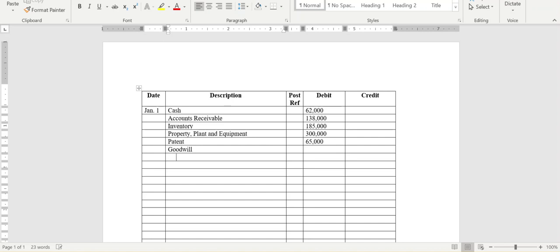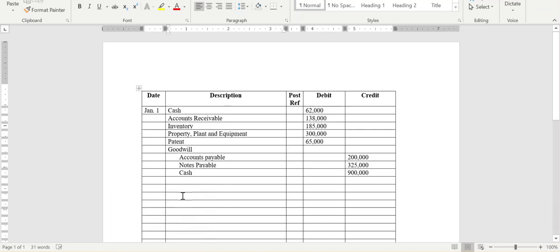We also are taking on some of the liabilities. So we have accounts payable that we are now going to be required to pay back of $200,000. We also have our notes payable of $325,000. And remember, they said we paid cash to acquire this company in total of $900,000.